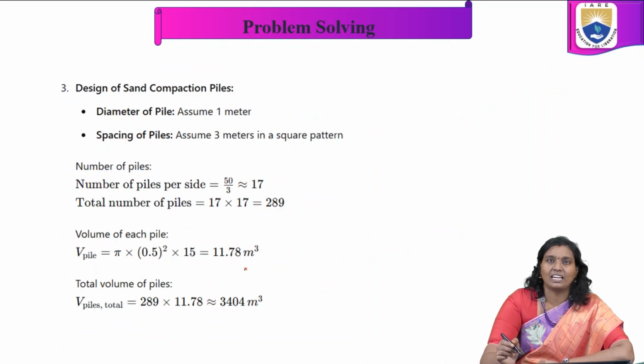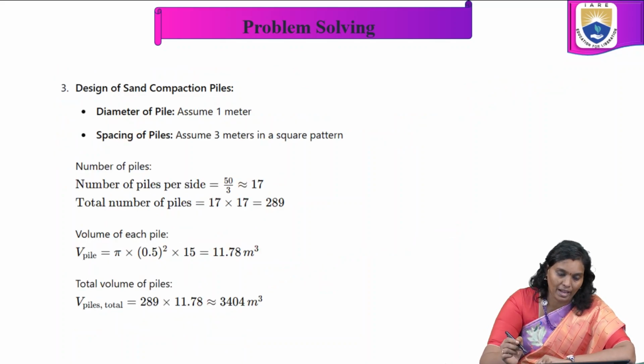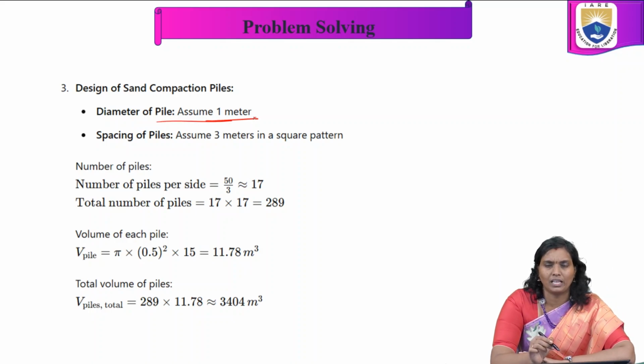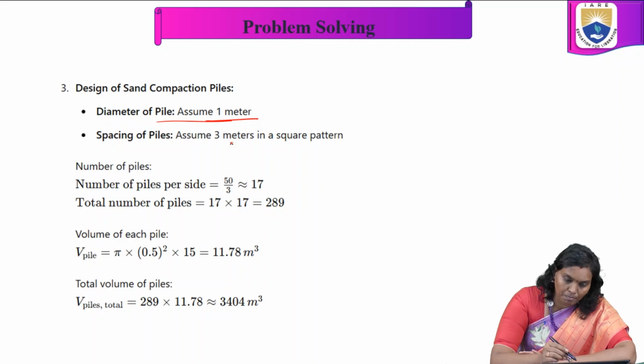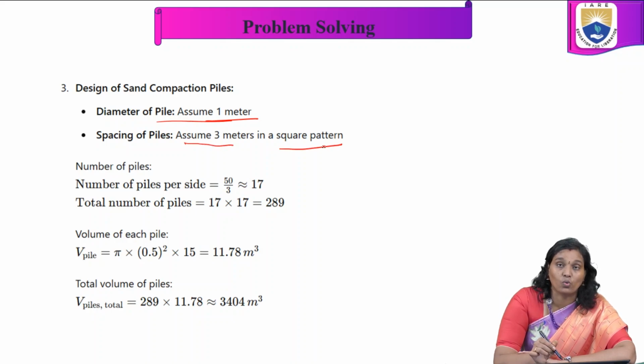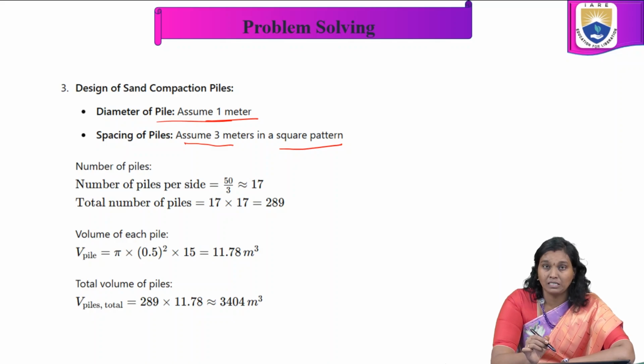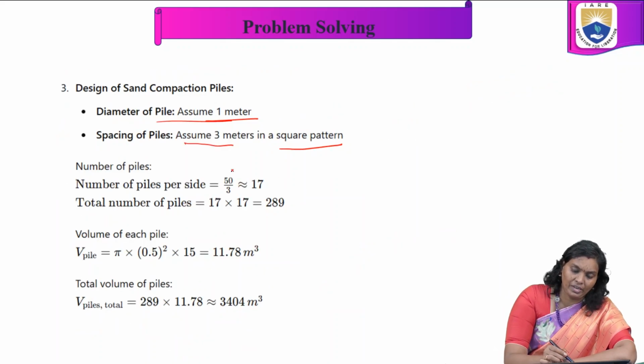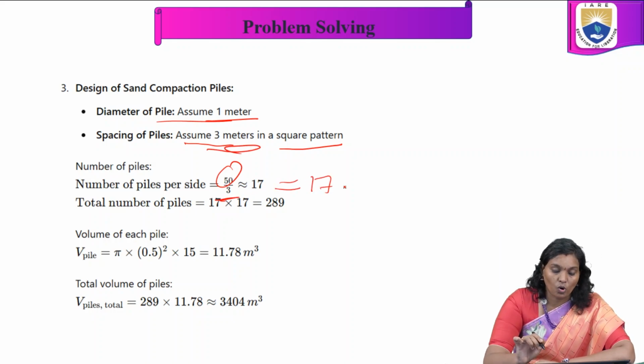Now, the design of sand compaction piles. The diameter of the pile we assume is equal to 1 meter. The spacing of piles is assumed to be 3 meters in a square pattern. Now we are going to find out the number of piles per side. Each side is equal to 50 meters and the spacing is equal to 3 meters, that gives 17. So the total number of piles is 289.